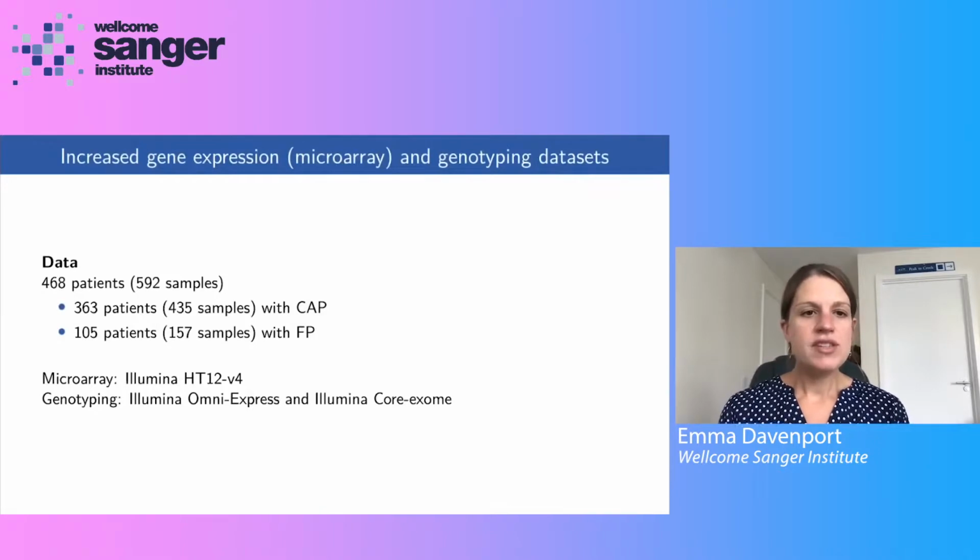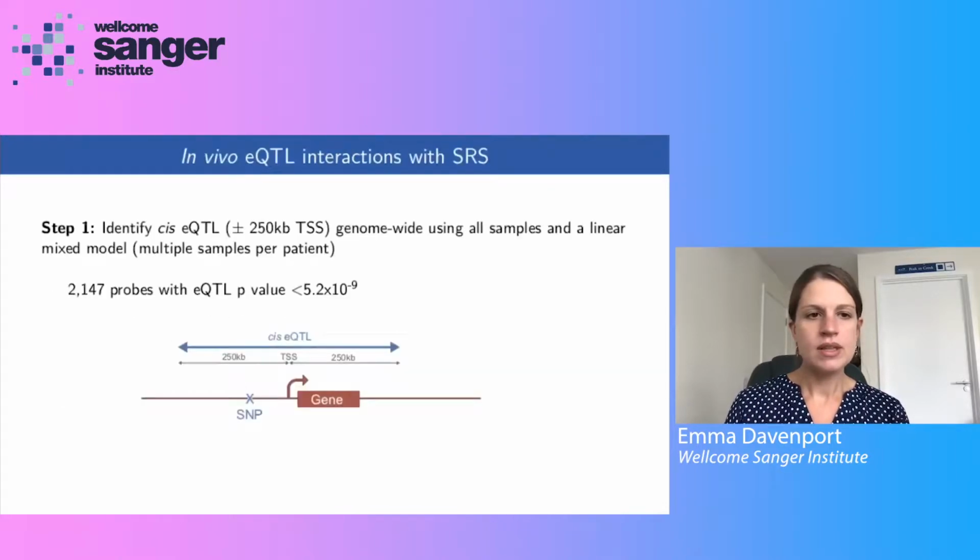Over time, we've continued to recruit individuals to our study, and we've continued to increase our gene expression and genotyping data sets. So this section is now focusing on just under 500 patients for which we have both gene expression microarray data and genotyping data available. The first step in our in vivo eQTL interaction approach is to identify cis-eQTLs. This is where the SNP is in close proximity to the gene of interest, across the genome using all the available samples that we have.